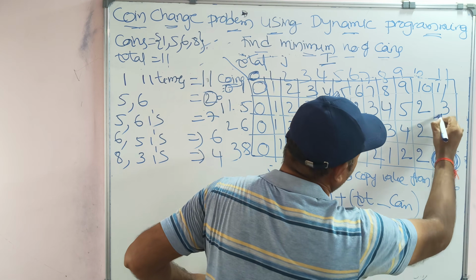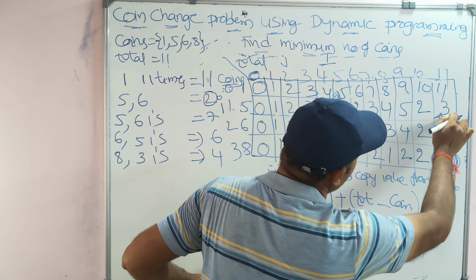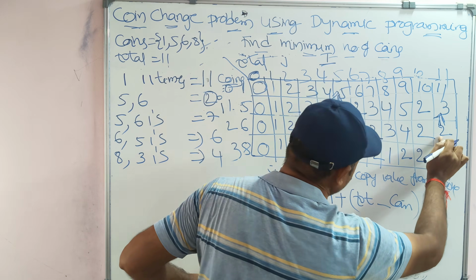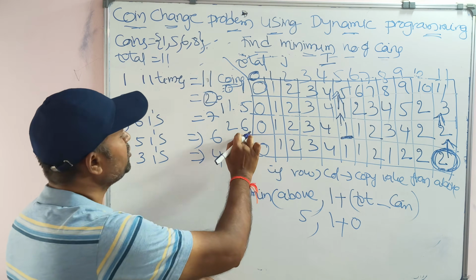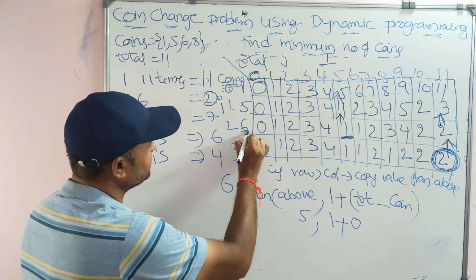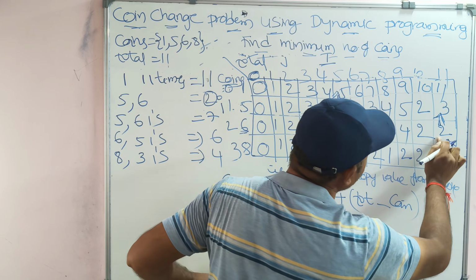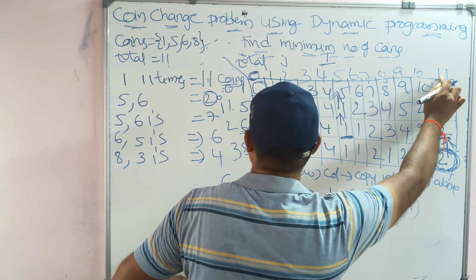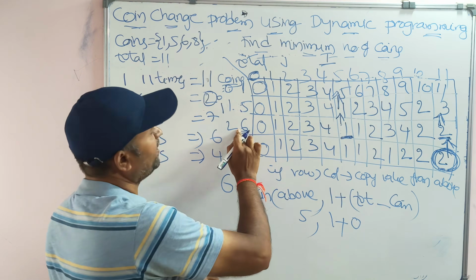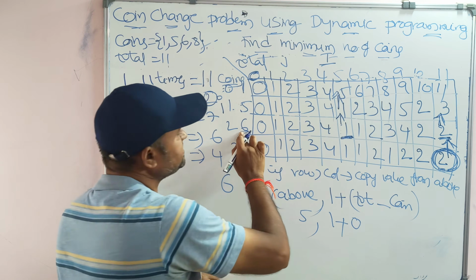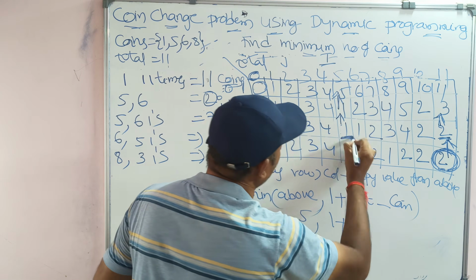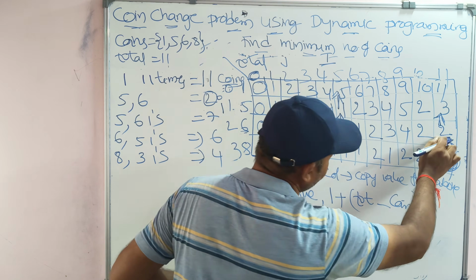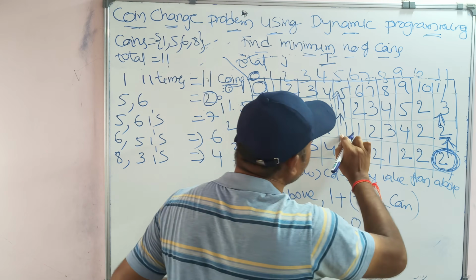Let us go up. So this 2 is not depending upon this 3. So that's why we have to include this coin. So include this 6. So from where this 2 is coming? For that purpose, we have to subtract the total with coins. So 11 minus 6 means 5. So in the same row, go to the 5th column. So what is the value? 1. So that's why we can say that this 2 is coming from this one.